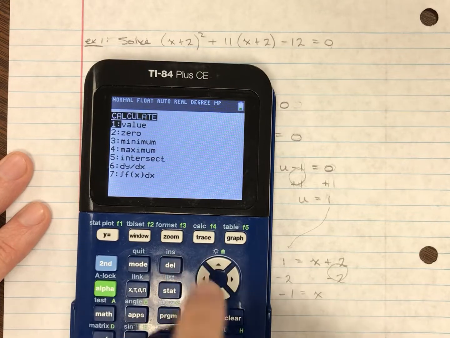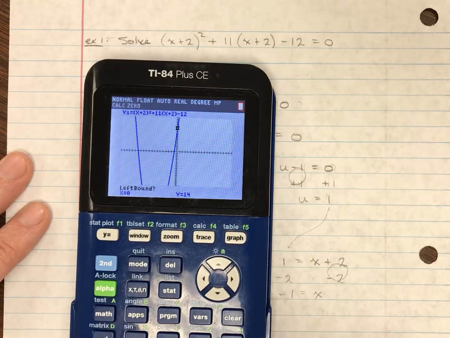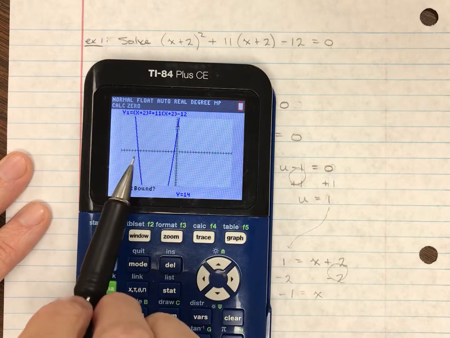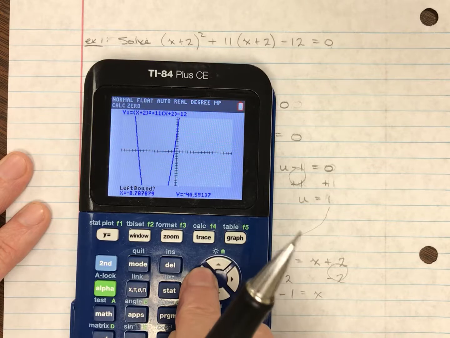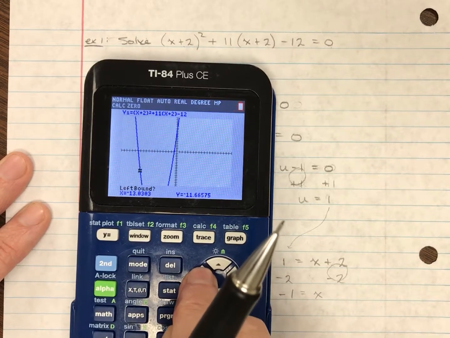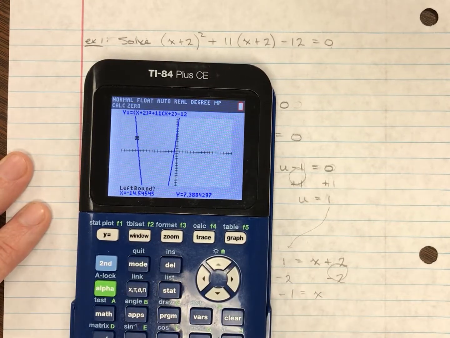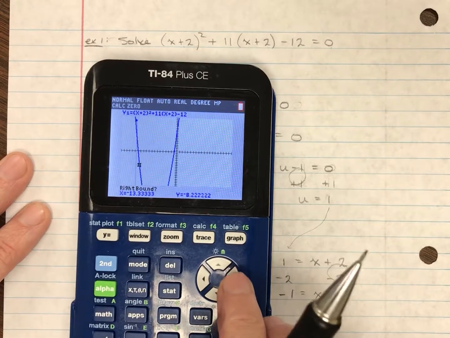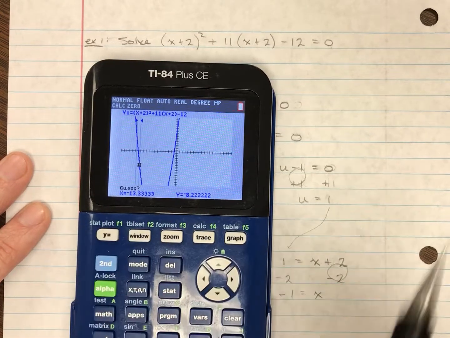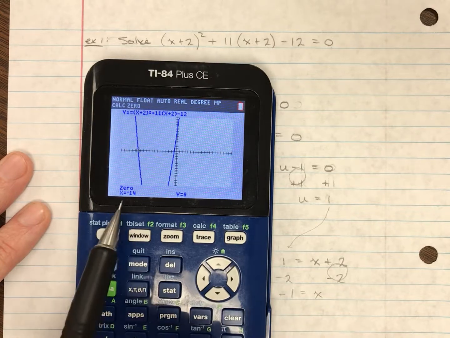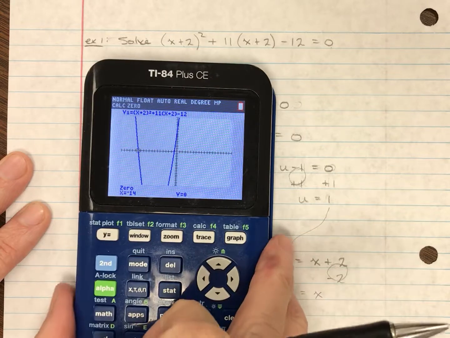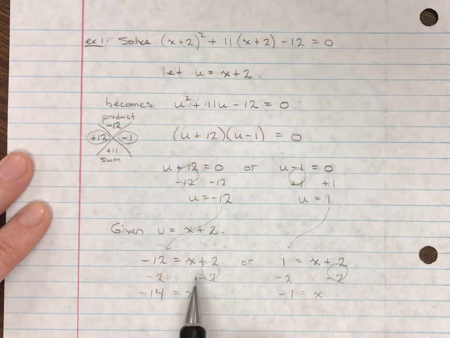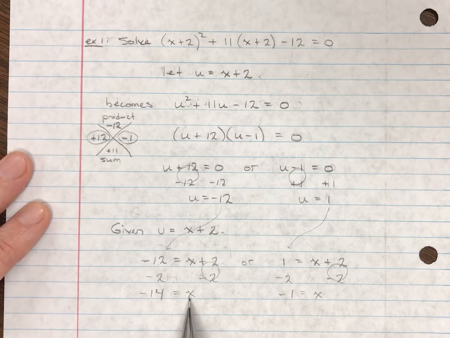I'm going to go to Calc, and I want to calc my zeros. First I want to check the left one over here. Let's move my cursor over and set my left bound. That's pretty good. Now my right bound is down below. Looking in between those two, I came up with negative 14 right there. Negative 14 is where that crosses the x-axis. I notice negative 14 was what I came up with algebraically, so I feel pretty good about that one.